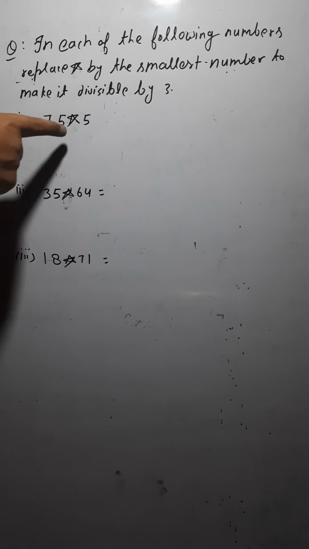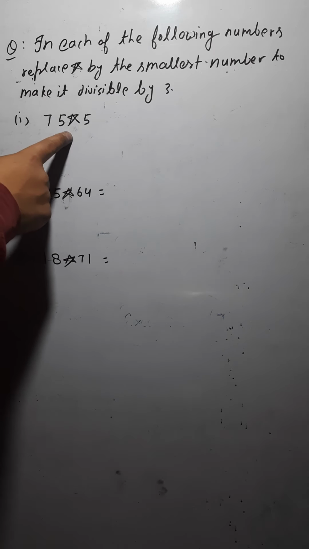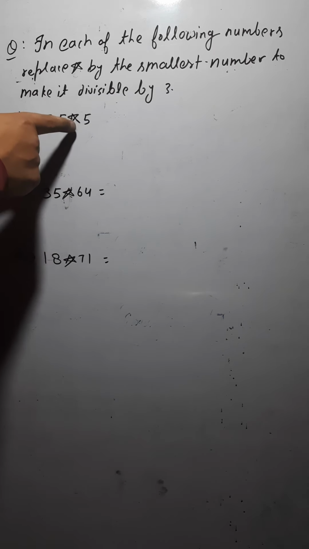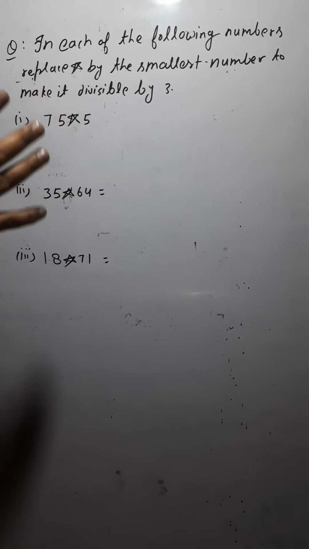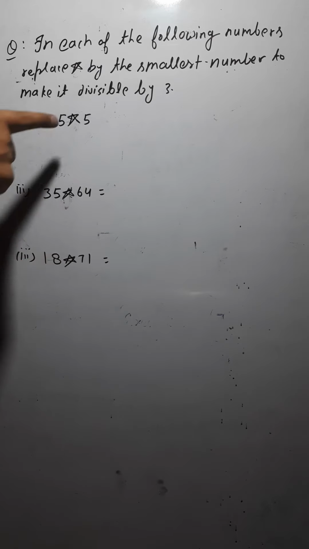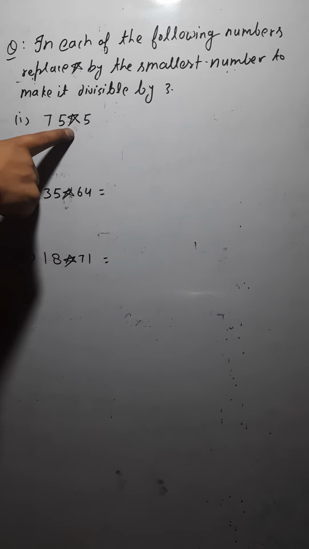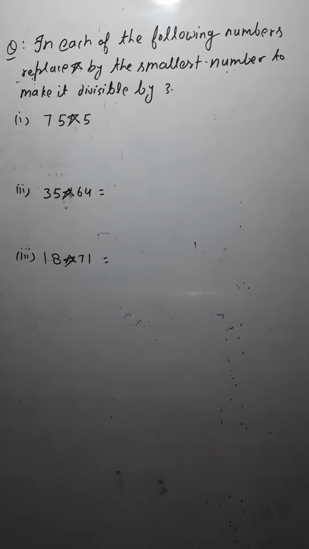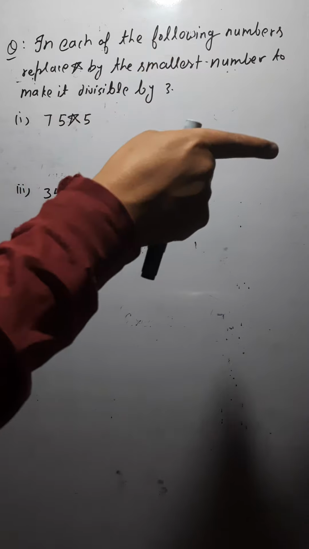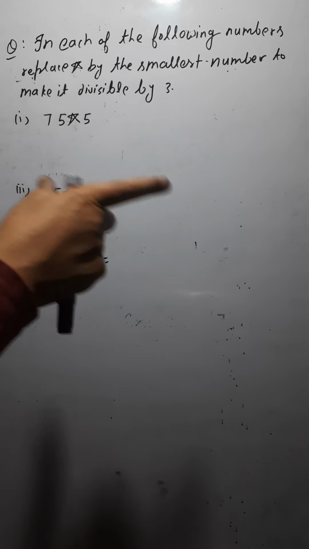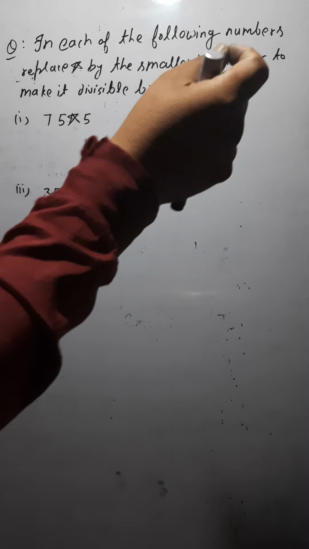You have to make these numbers divisible by 3. So you have to replace the star by the smallest number. Remember this, by the smallest possible number. So what could be the smallest possible number so that it can be divisible by 3? Now if you see, a given number is divisible by 3 if the sum of all its digits is divisible by 3.